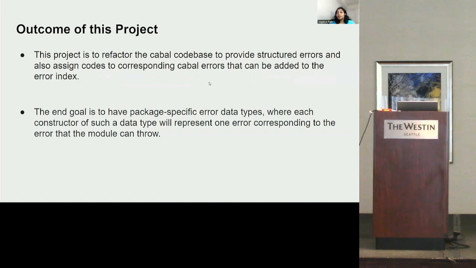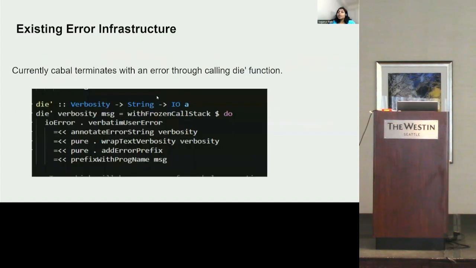So our end goal is to have package-specific error data types where each constructor of such a data type will represent one error corresponding to the error that the module can throw. With respect to the existing error infrastructure, currently Cabal usually terminates with an error through calling the die' function. This die' function takes a verbosity, an error string, and throws an exception that just wraps up the error string, and the call stack information is already rendered within it.